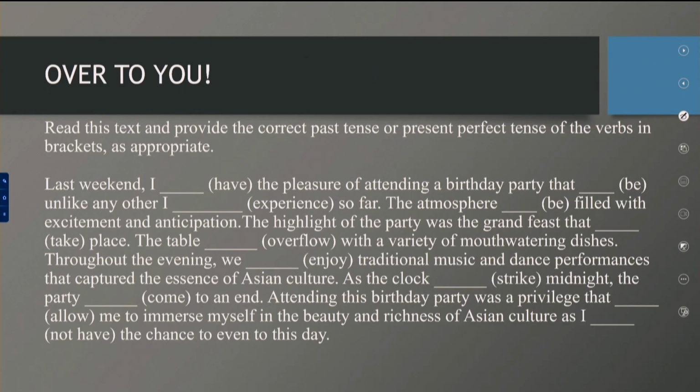Yes, please do. Last weekend, I had the pleasure of attending a birthday party that was unlike any other I have experienced so far. All right, which were the words that helped you identify the tenses to use? So I thought about the present perfect tense, where I saw words such as so far at the end of the sentence. Excellent, because they are very indefinite when it comes to time. Right, whereas a word like last weekend tells you for sure that you need a past tense. So that's why you use had.